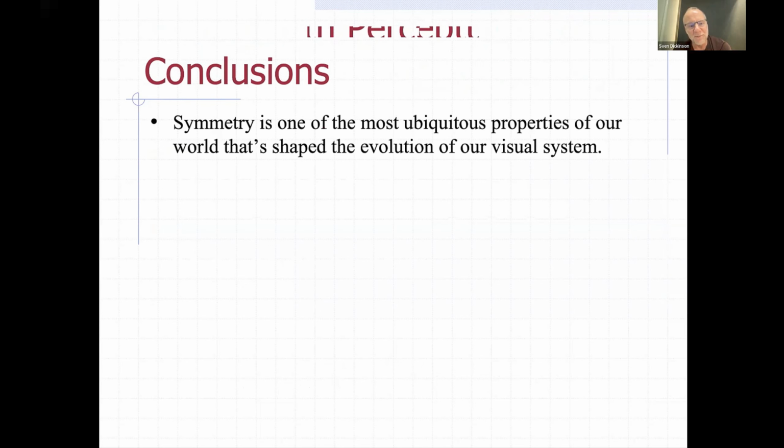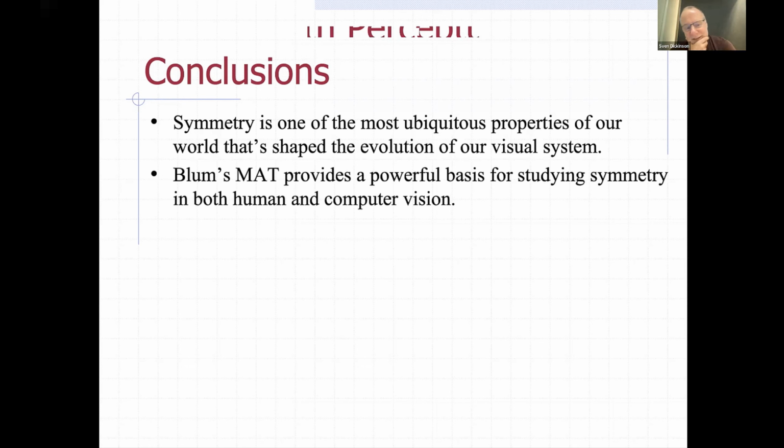So let me wrap up with some conclusions. Hopefully I convinced you with some of those early slides that symmetry is this fundamental property of our world that has shaped the evolution of our visual system. We don't see symmetry in the image accidentally. When we do see it, it pops up, and it suggests that these contours are causally related, and that's been the basis of both of these studies. We have used the Blum medial axis transform as a basis for studying our symmetry work, both on the human vision side as well as the computer vision side.